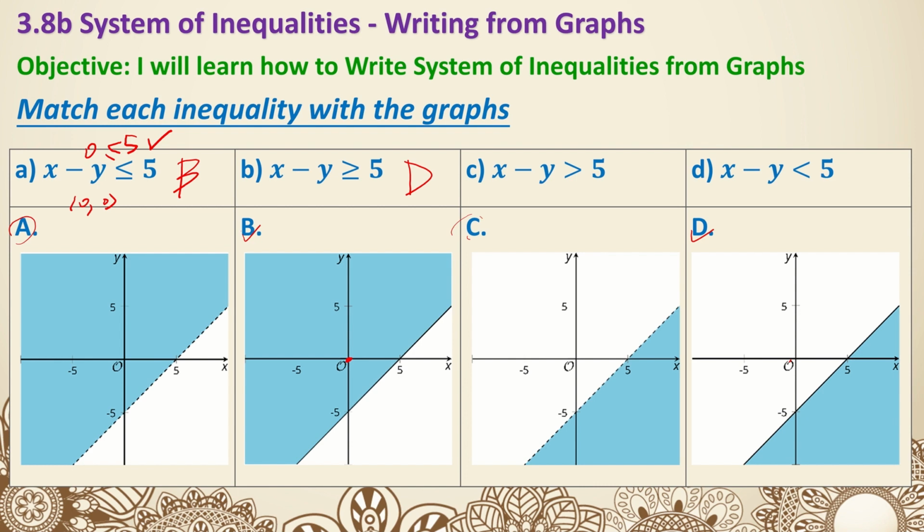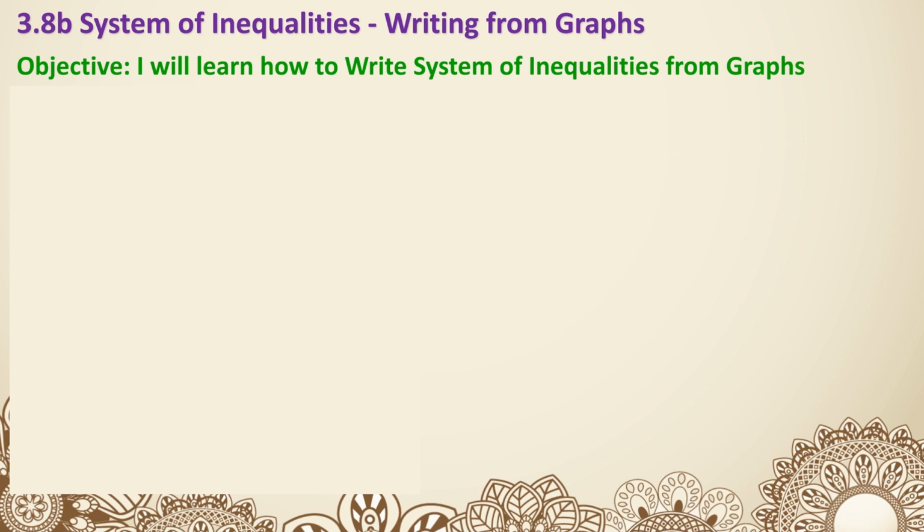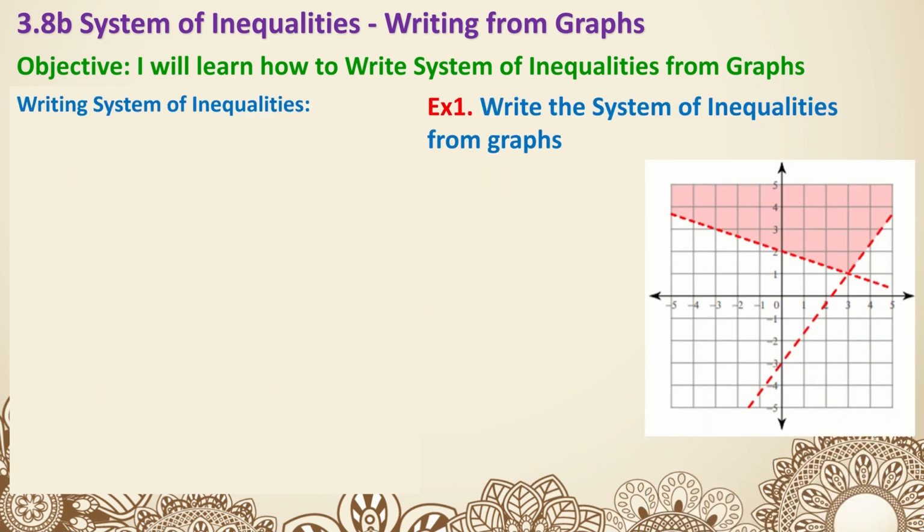As for C, we can still do the same thing. 0 is greater than 5, which is not true. So for C, you can't include 0, 0 in the shaded area. So that's graph C, which automatically means inequality D is going to correspond with graph A. So that's just some quick going through inequalities, matching them with graphs. Now, let's get to the examples to see how we can write the system of inequalities from graphs.